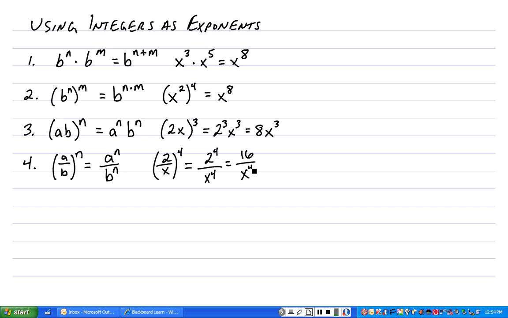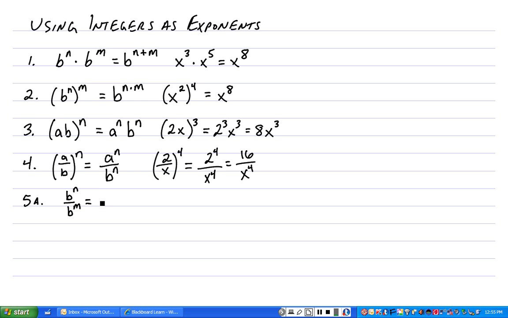And then number 5. 5 comes with a couple of conditions. So we'll say 5a. And this is going to be a situation where you have b to the n over b to the m. So a quotient situation where the base is the same but being raised to two different exponents.